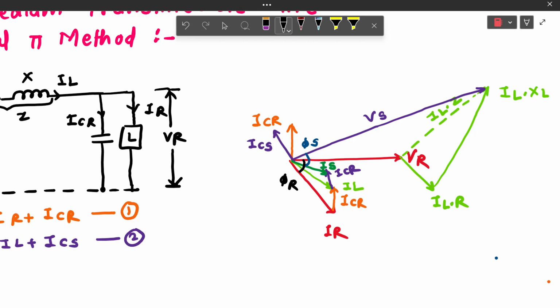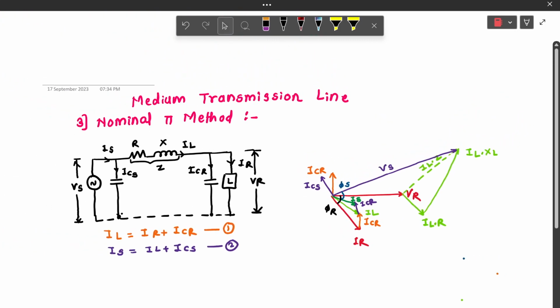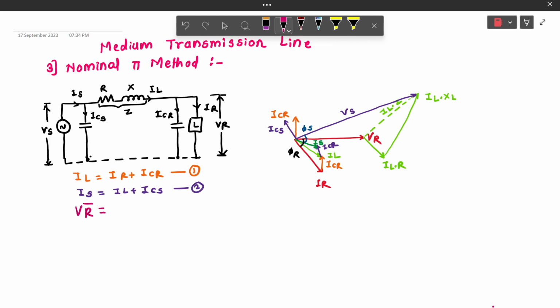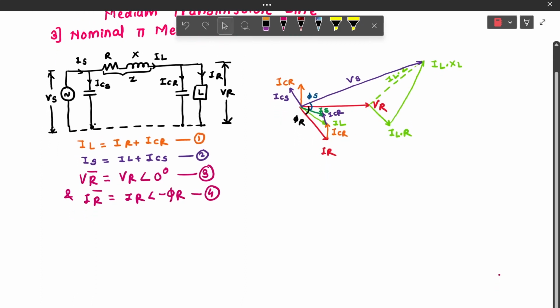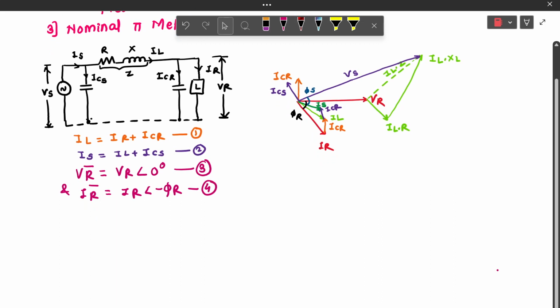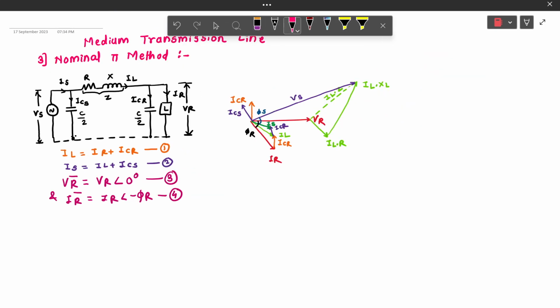So let us start as usual from magnitude of VR as VR is equal to magnitude of VR at angle 0 as we have taken VR as a reference. Equation number 3. Similarly, IR is equal to IR at angle minus phi r as it is lagging in nature to VR. Equation number 4. Now, consider first capacitance at receiving end as we have started to draw the diagram for every derivation from receiving end side to sending end side. Similarly, we are deriving the expressions from receiving end to sending end. After this, we will determine the current through capacitances.